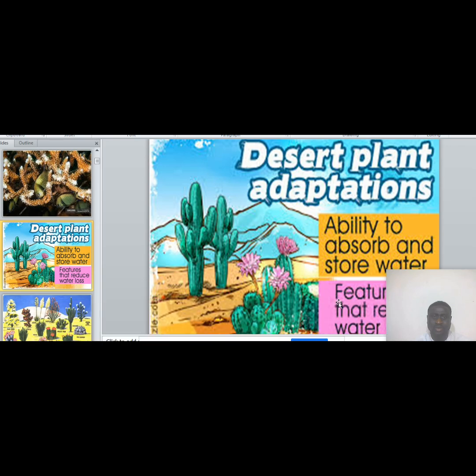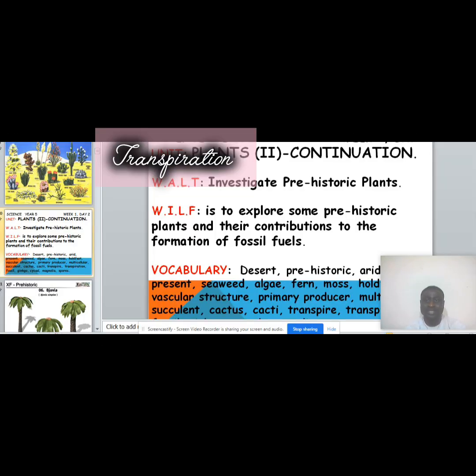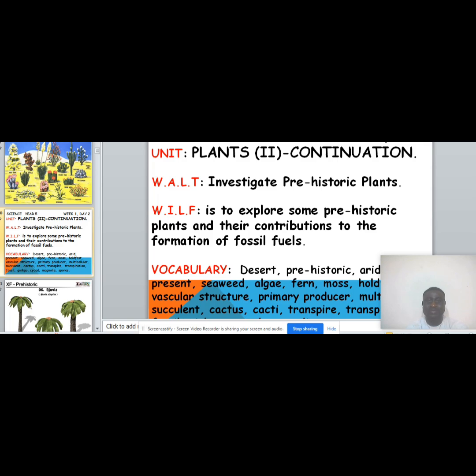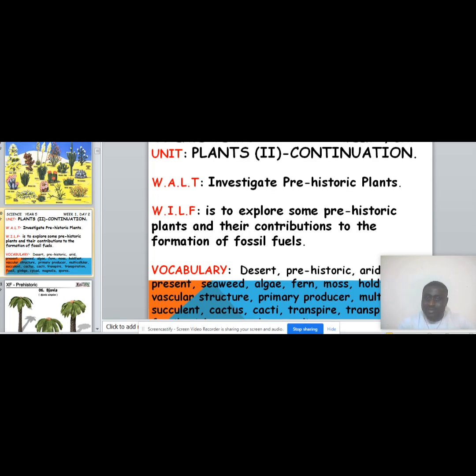When plants store water in their body, they lose water through transpiration. Welcome to the second segment of the lesson on the unit Plants Part 2. As you can see on the slide, we're learning to investigate prehistoric plants. Can I hear you echo the word prehistoric plants?